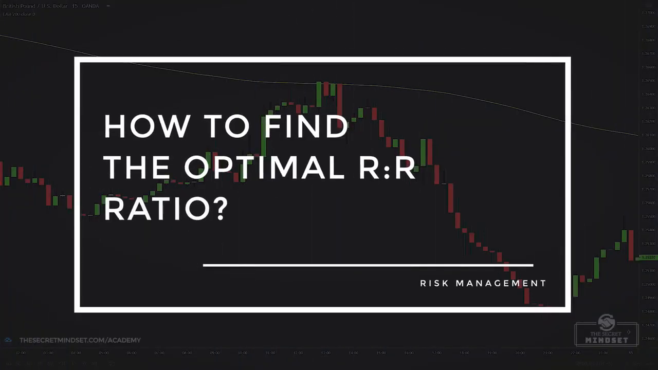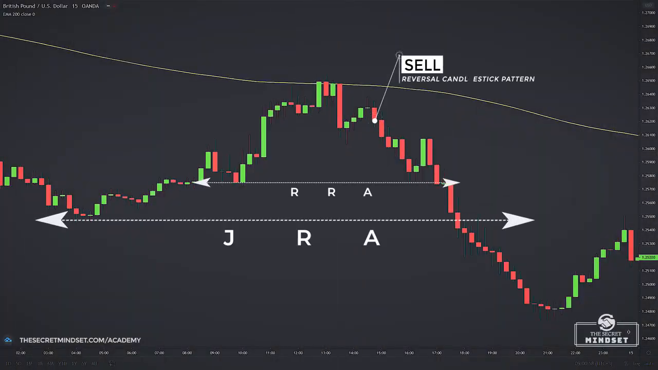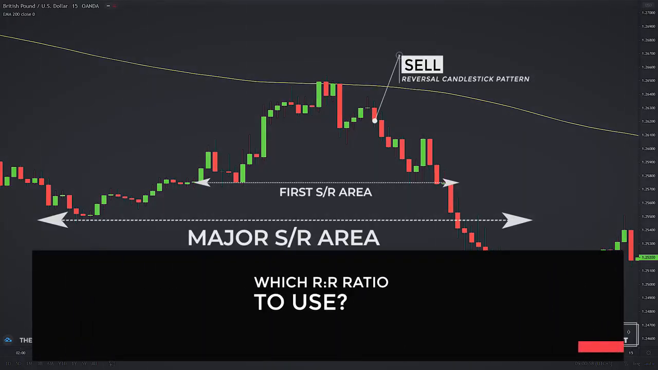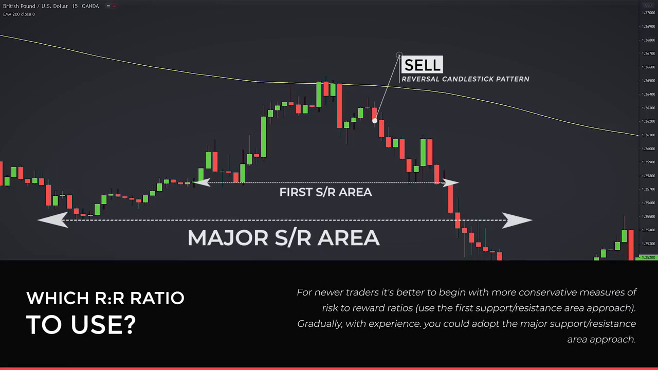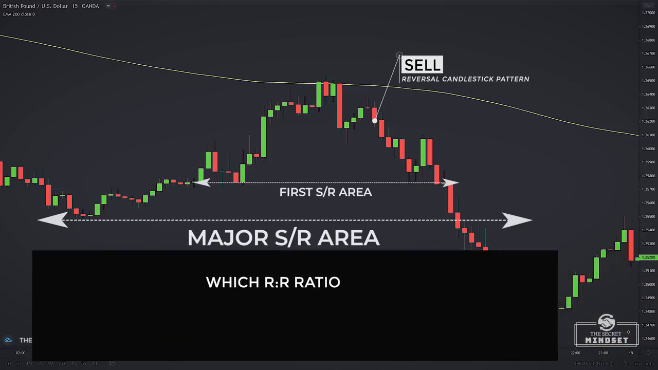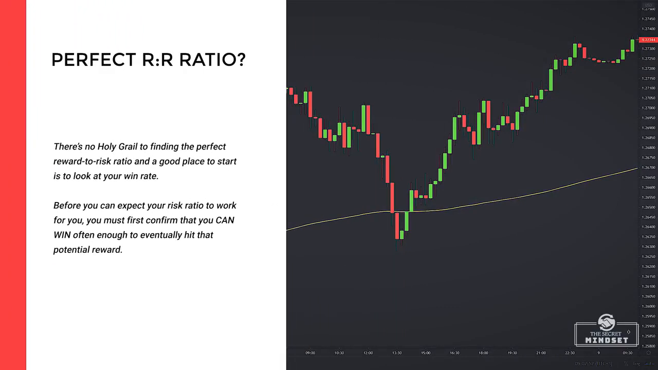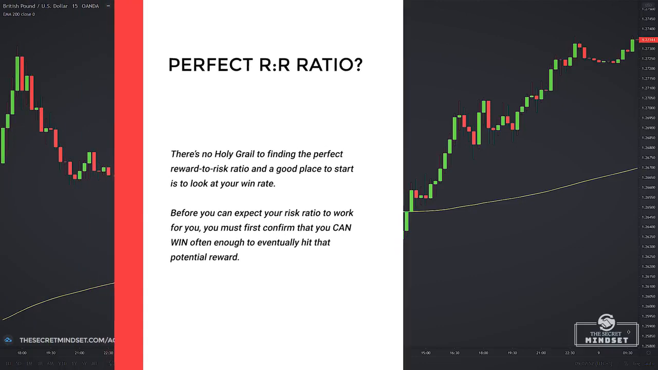So how do you find the risk-to-reward ratio that works for you? As a general recommendation, it would be wise for newer traders to begin with more conservative measures of risk-to-reward ratios, as determined by the first support or resistance area approach, and gradually, with experience and the resulting confidence, you could adopt the advanced major support or resistance area approach for a more realistic measure. While there's no holy grail to finding the perfect risk-to-reward ratio, a good place to start is to look at your win rate. Before you can expect your risk ratio to work for you, you must first confirm that you can win often enough to eventually hit that potential reward.